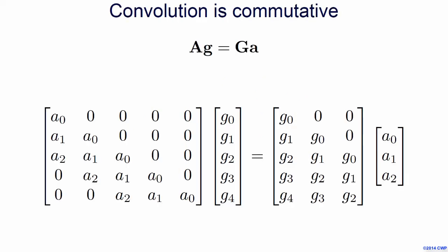Now, as I said before, convolution is commutative, so A times G equals G times A. Now, I bring up this property of convolution being commutative because I'm going to be referring to it quite frequently in the rest of the presentation.